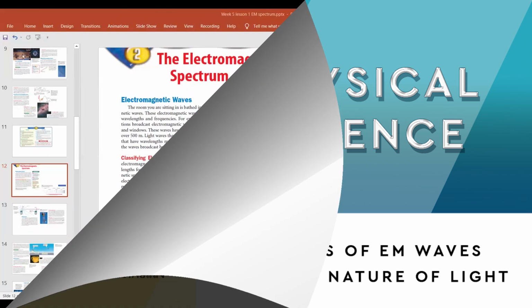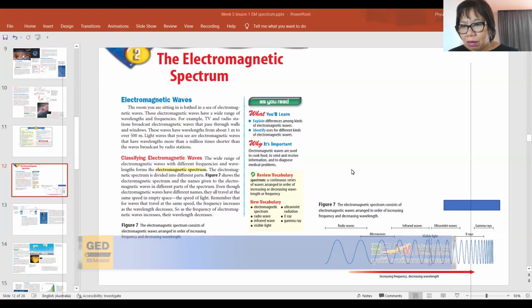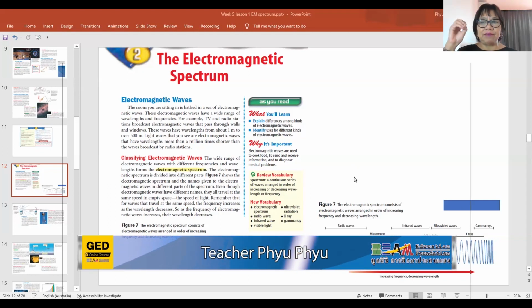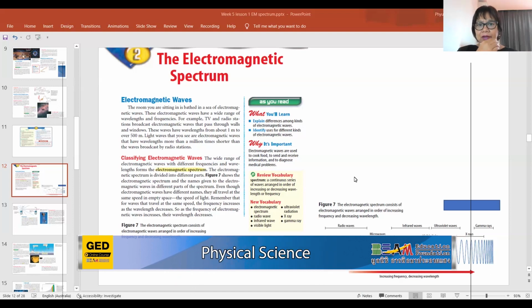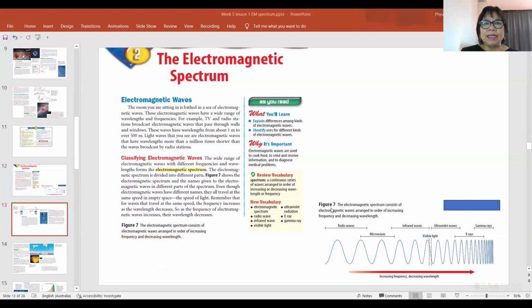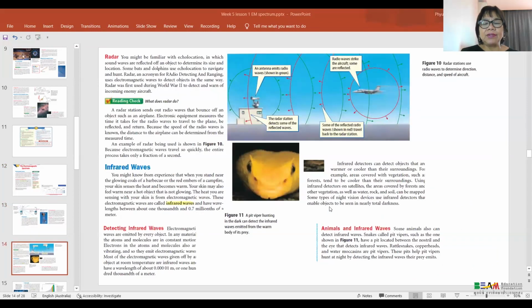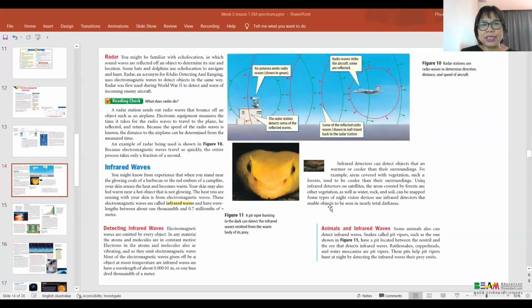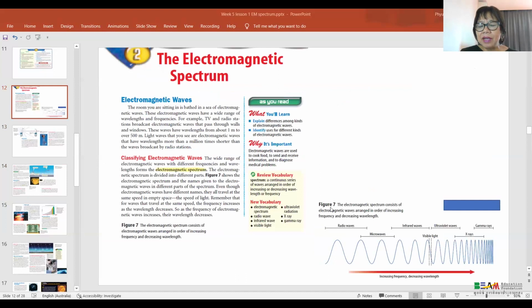Yes, we're going to start with checking our homework, and then I just want to add a few more things, even though they're not in the GED curriculum. I want to add more information so you understand a bit more physics, especially to relate to daily experience. Okay, so when you look at session 2, it's all about explanation of each part of the EM spectrum.